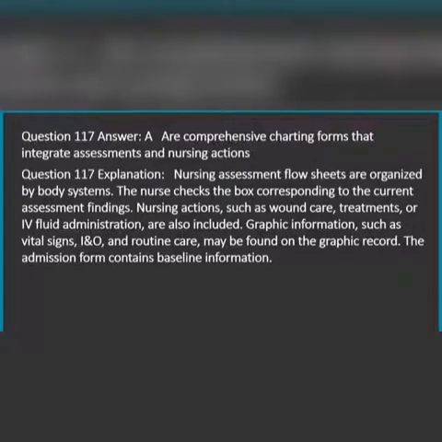Question 117 Explanation: Nursing assessment flow sheets are organized by body systems. The nurse checks the box corresponding to the current assessment findings. Nursing actions, such as wound care, treatments, or fluid administration, are also included. Graphic information, such as vital signs, I&O, and routine care, may be found on the graphic record. The admission form contains baseline information.